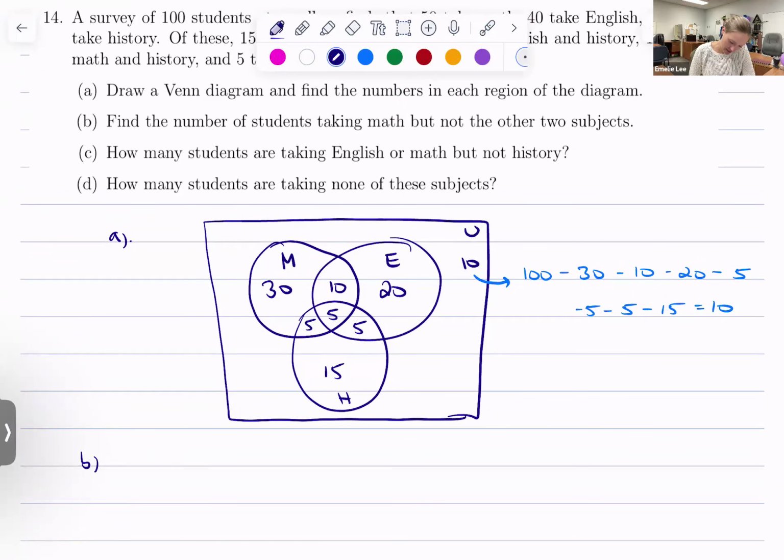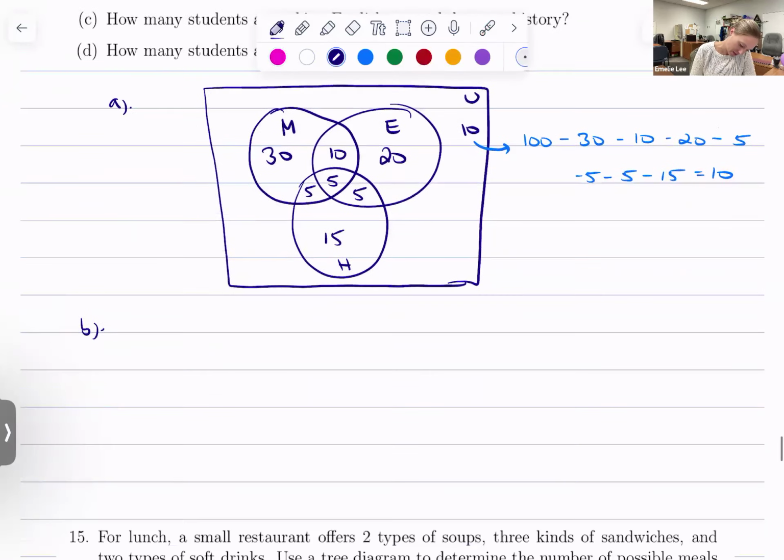B, find the number of students taking math, but not the other 2 subjects, right? And so they have to be taking math, but not the other 2, which is 30. Now, because you have these numbers here, you're allowed to just put the number as your answer. And so here, 30.